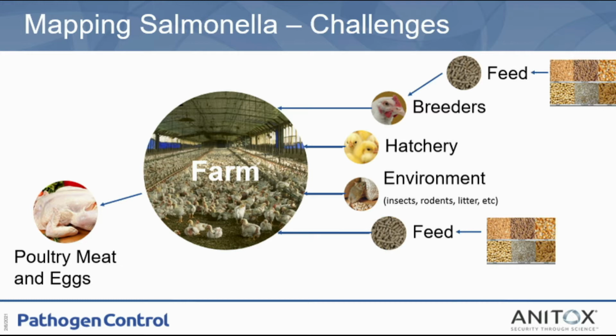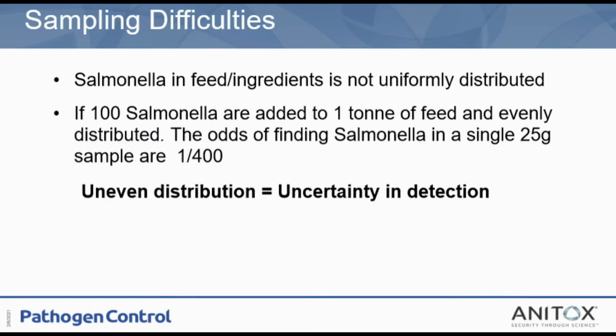Tracking where salmonella contamination comes from is fraught with difficulties. So let's have a look at some of the challenges. Salmonella in feed and ingredients are not uniformly distributed. If 100 salmonella are added to a ton of feed and evenly distributed, the odds of finding salmonella in a single 25-gram sample are 1 in 400. This, allied to the uneven distribution, gives us uncertainty in detection.